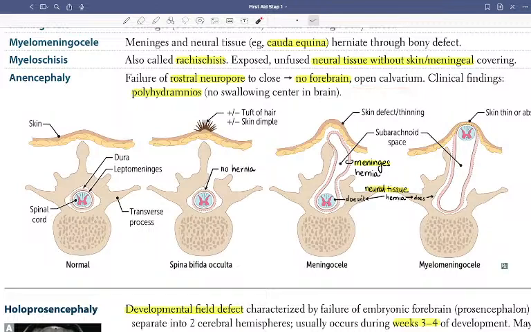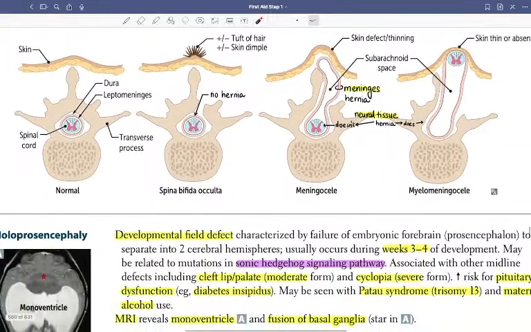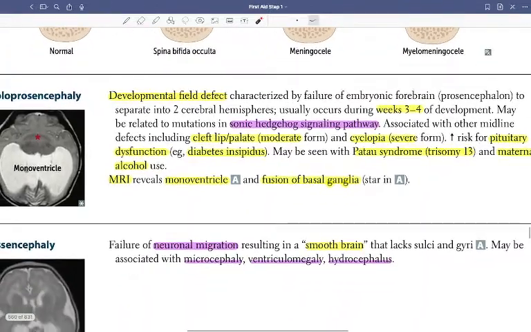So rostral neuropore, open calvarium, forebrain. Clinical finding: polyhydramnios, because there is nothing to swallow. They can't swallow. Go and watch the respiratory video, in which there's Potter sequence. In Potter sequence there's oligohydramnios. Just like that, TEF, tracheoesophageal fistula, also has polyhydramnios. This is important: anencephaly has polyhydramnios, because obviously there's no one to swallow the amniotic fluid. Normal swallowing is not happening.